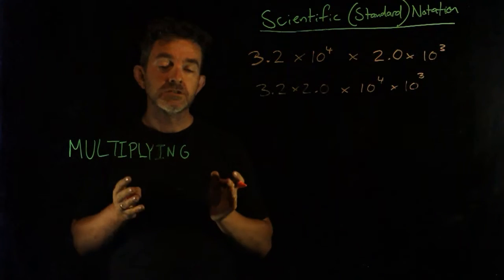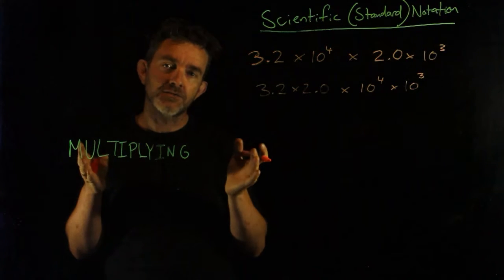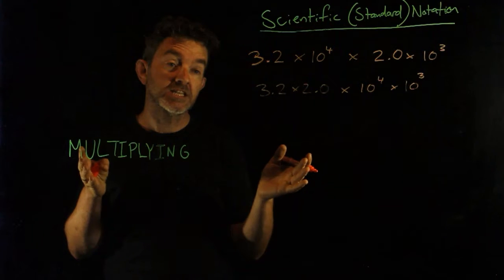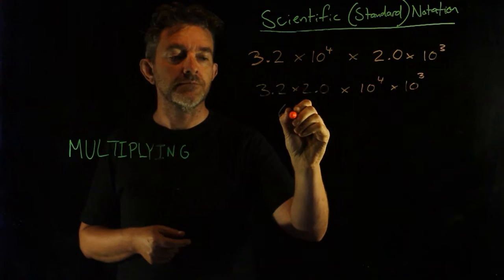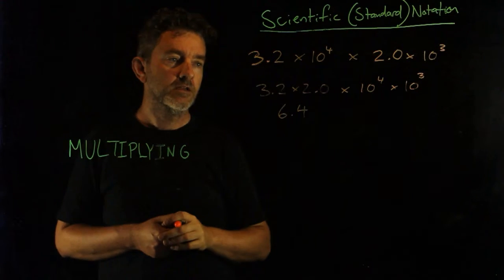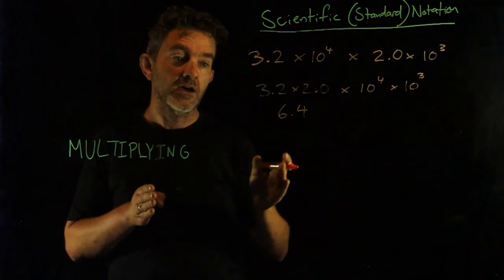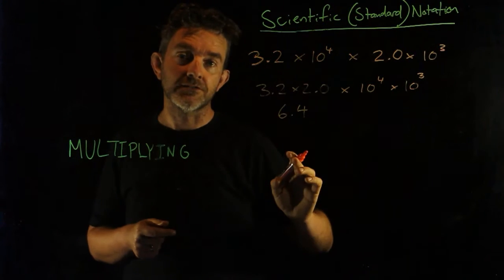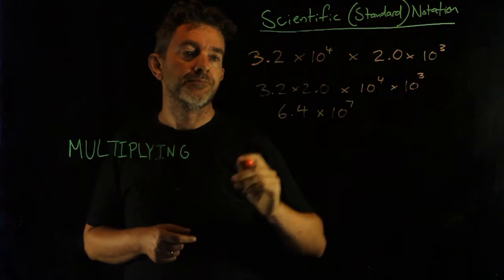Now, I'm going to multiply each of those separately, and then in the end I will have a number that's written as scientific notation. So 3.2 times 2 is 6.4, and 10 to the power of 4 times 10 to the power of 3. What do I do if the bases are the same and I'm multiplying together? I need to add together the powers, don't I? So that's going to be times 10 to the power of 7.